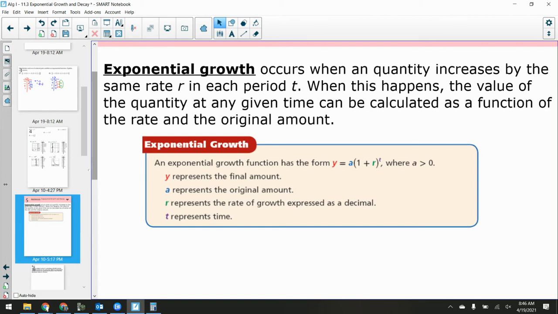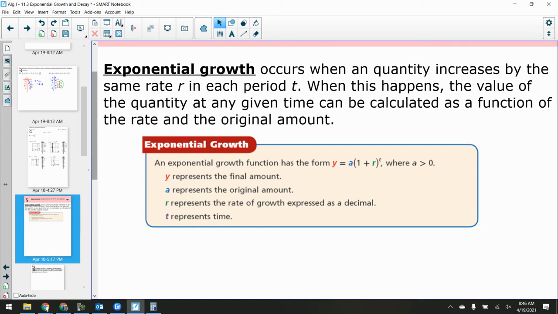Exponential growth occurs when a quantity increases by the same rate, R, in each period of time, t. When this happens, the value of the quantity at a given time can be calculated as a function of the rate and the original amount. So this is our formula. Again, box it, circle it, do whatever you need to do. This is our exponential growth formula. It's y equals a times 1 plus r to the t power.